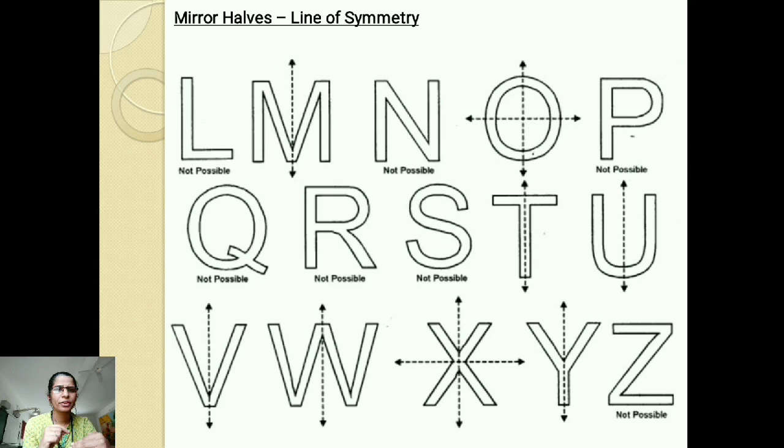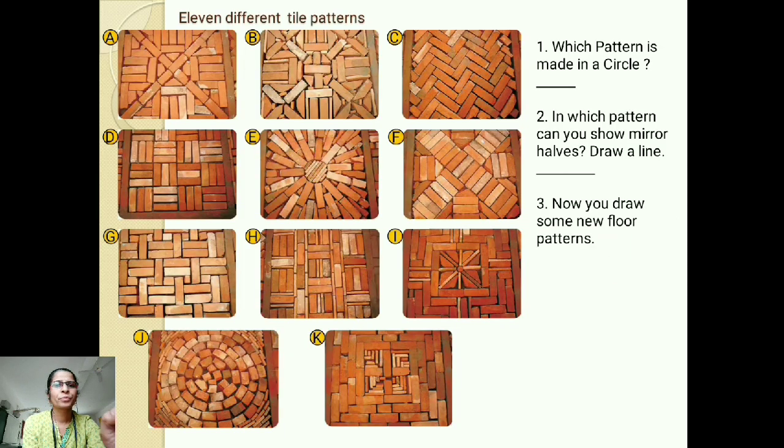right? Like L, if I keep it vertically, will the other half complete that alphabet? No. It will just look like the right side of it. It will not complete the other half. Okay? So, have you understood what mirror halves are? Similarly, mirror halves are related to the patterns over here, which the masons had created.